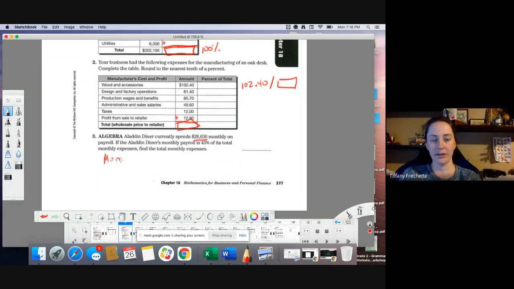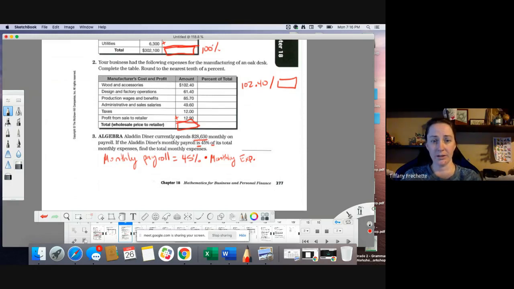So we have monthly payroll. Payroll, there we go. So monthly payroll is, and whenever we hear the word is, that means equals. So it is 45% of, well, when I hear of, I know I'm multiplying. And it's 45% of its total monthly expenses. So we have monthly expenses. And then they want to know, find the total monthly expenses.